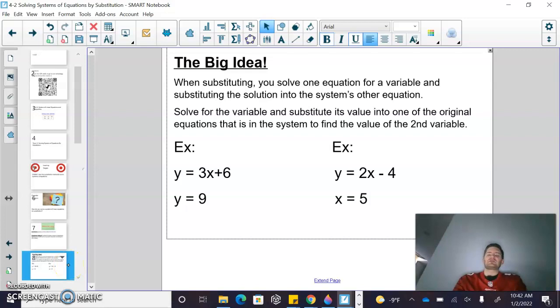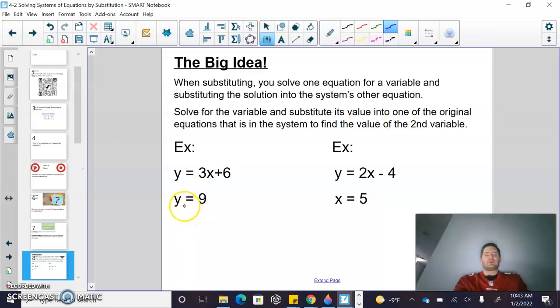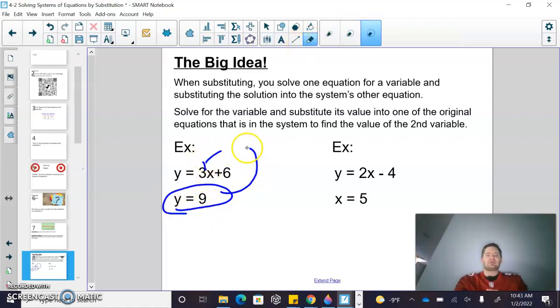We've kind of used substitution before, where you solve one equation for a variable and then substitute the solution into the system's other equation. So we solve for the variable and substitute its value into one of the original equations in the system and find the value of the second one. That's what we're trying to do today. Now we've done this before, where we've solved for a number, and we just take the number and substitute it in for the variable to find the other one.